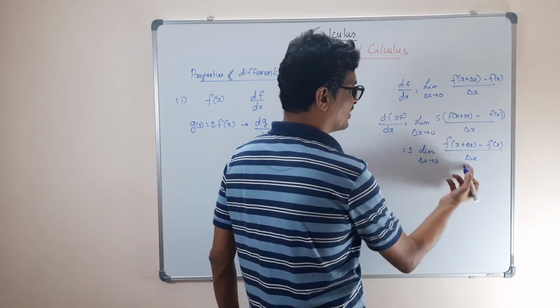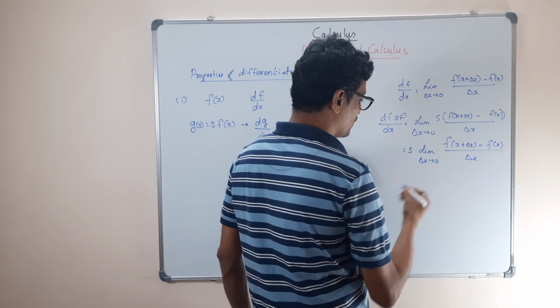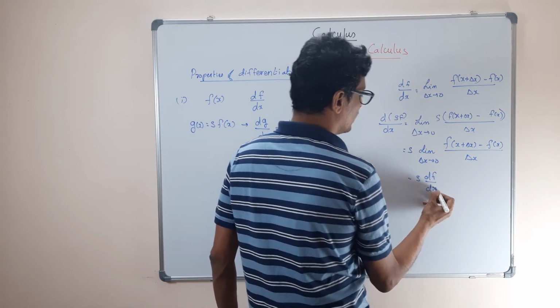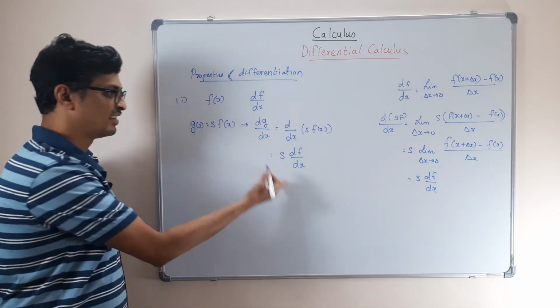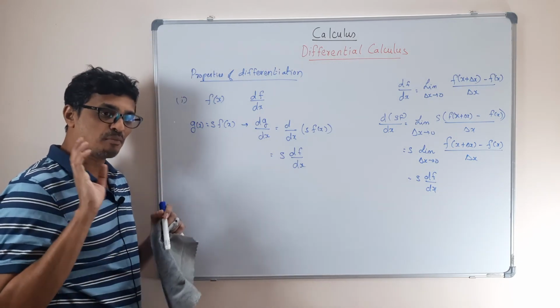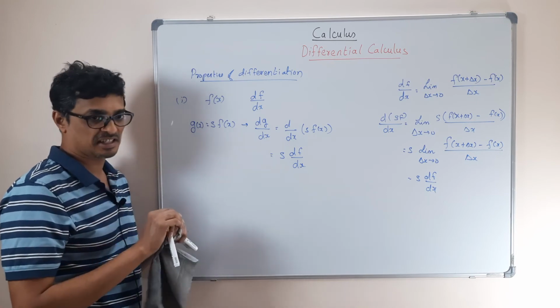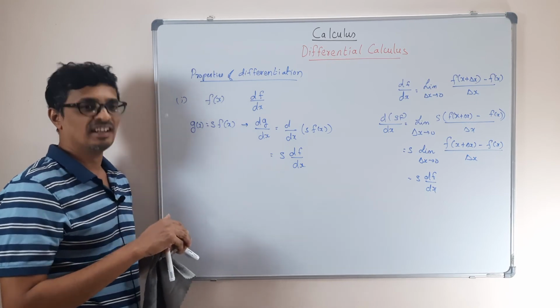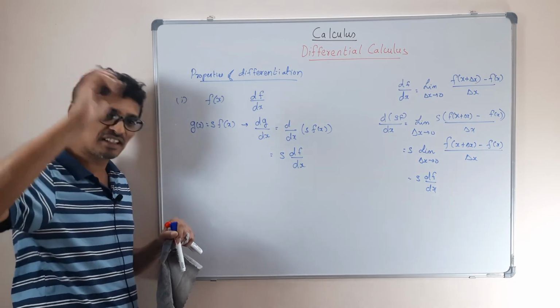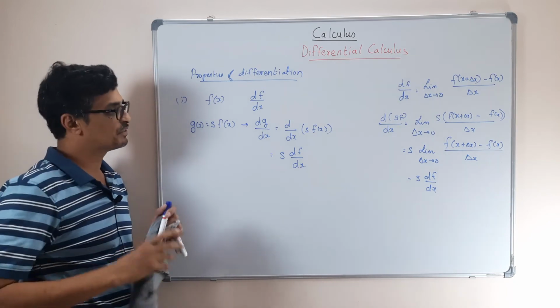Okay, that is delta df by dx. So this is what? S into df by dx. That's what we wrote here. So if you multiply any function with a constant, the corresponding differentiation also just multiplies that constant with the differentiation. That's the first property.